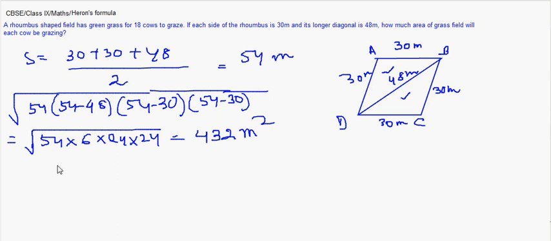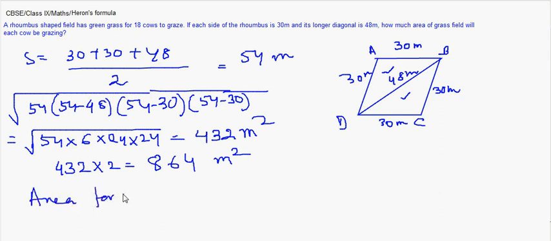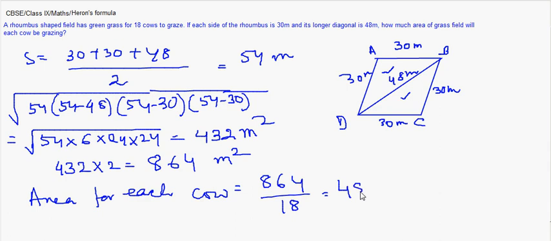If I have to find the whole total area, I'll multiply it by 2, and that will give me 864. This is the total area to be grazed by 18 cows. To find area available for grazing by each cow, 864 divided by 18, so that's giving me 48 meters square. So 48 meters square of area is available to each cow. Thank you.